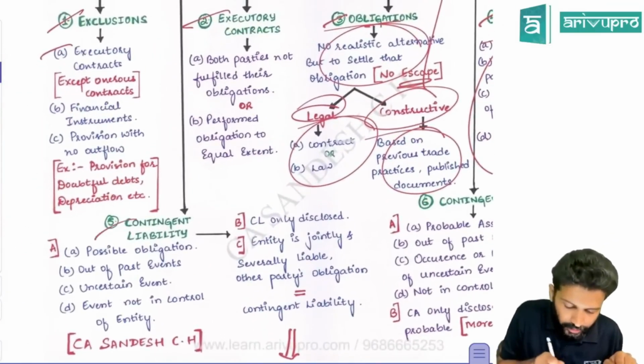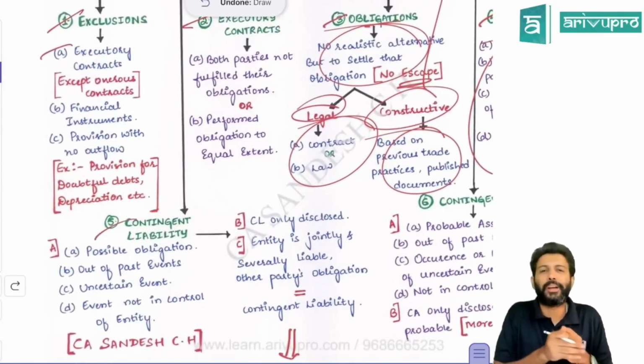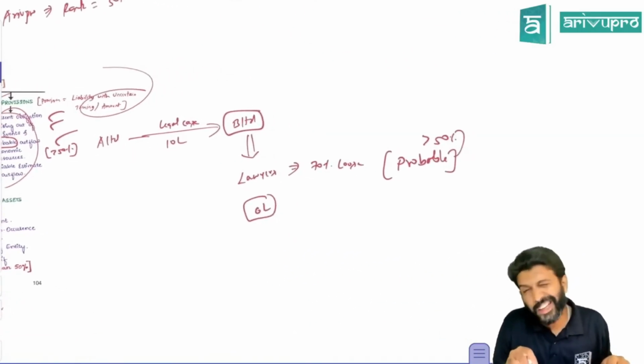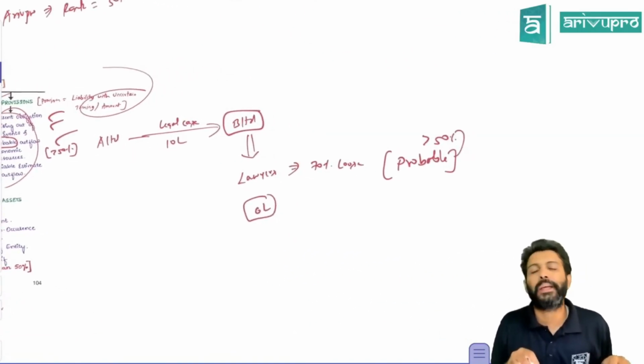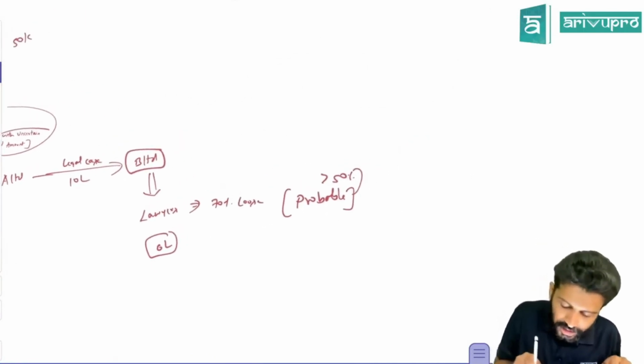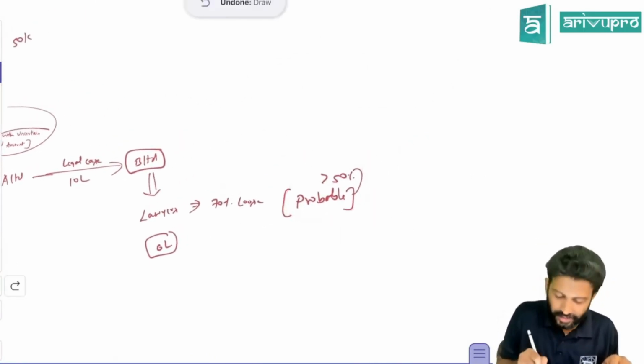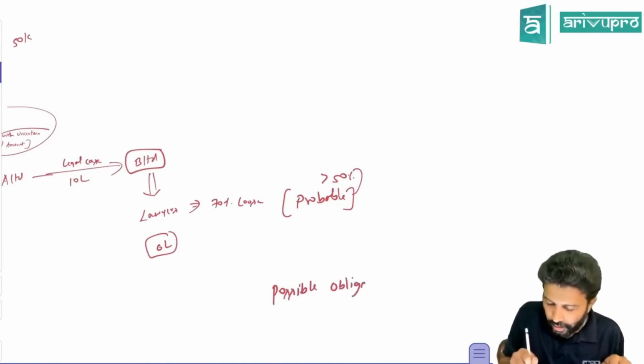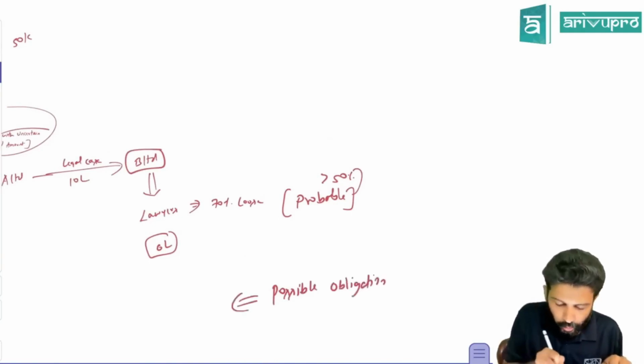Next one is what, sir? Contingent liability. Contingent liability is the younger brother of provision. For it to be a provision, the chance of obligation should be more than 50%. However, if it's a possible obligation, then you will disclose, not account. Contingent liabilities are not accounted.